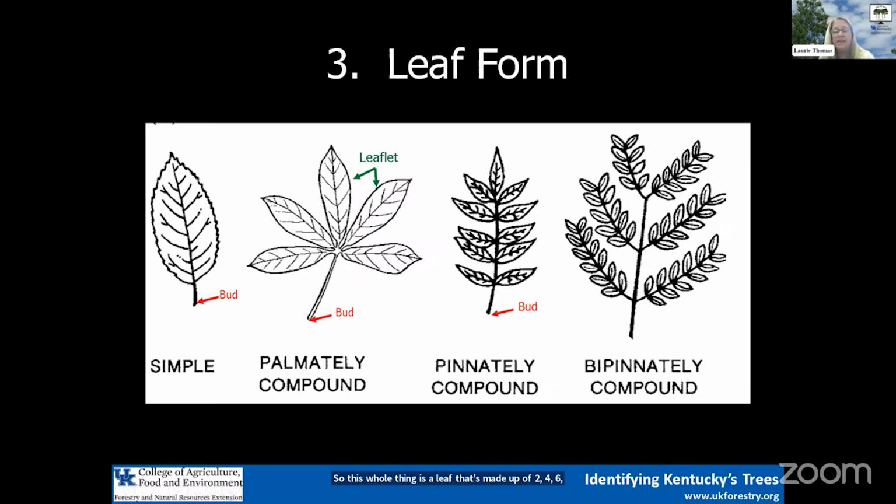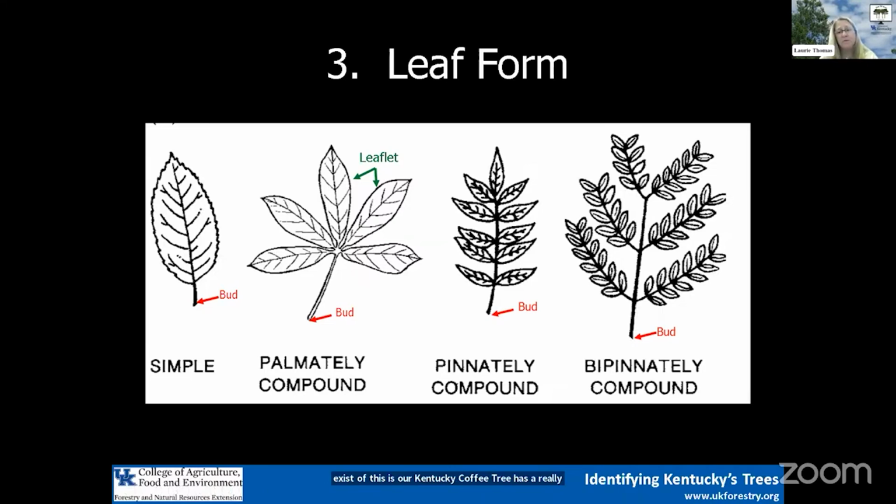Think black walnut, think hickories. Those are pinnately compound trees. And then this big guy here, this is a big leaf. There are no buds at the base of these leaflets. There's no buds at what we think may be a compound leaf. Instead, our buds are all the way down here. And this whole thing is bipinnately or doubly pinnately compound. An example of this is our Kentucky coffee tree. It has a really big leaf. As you can see, that's a big leaf.